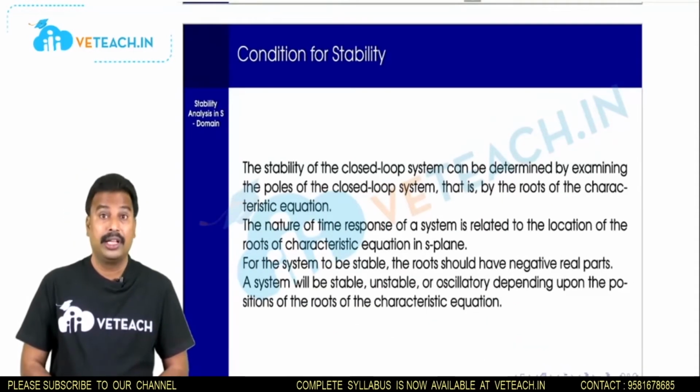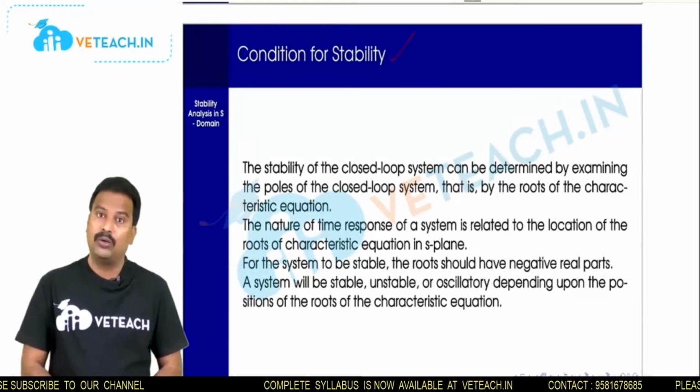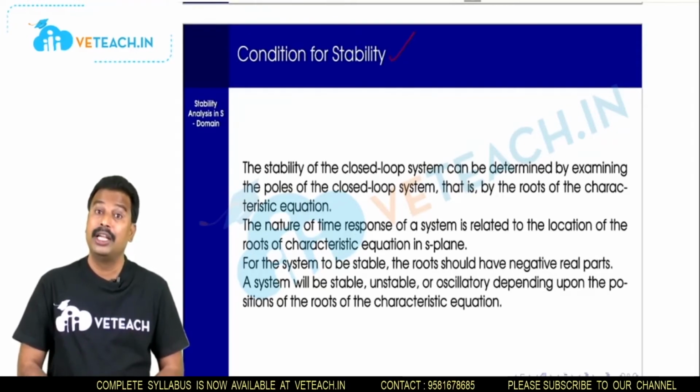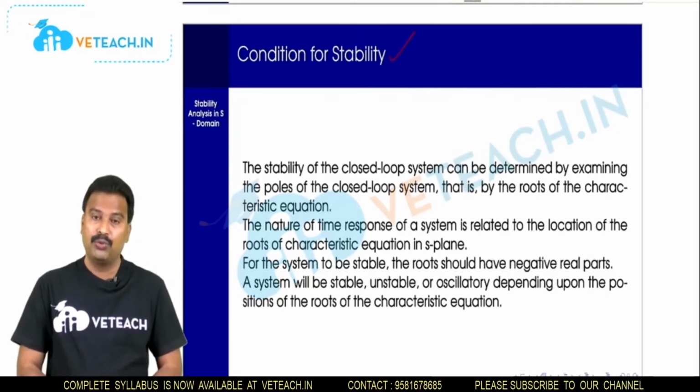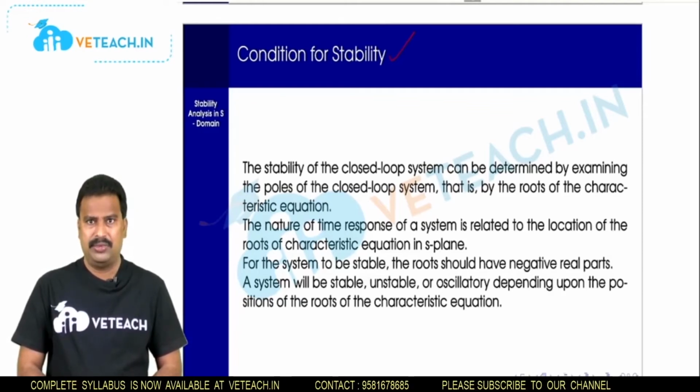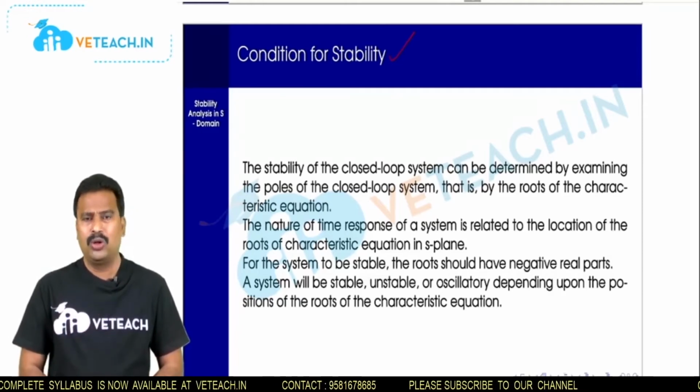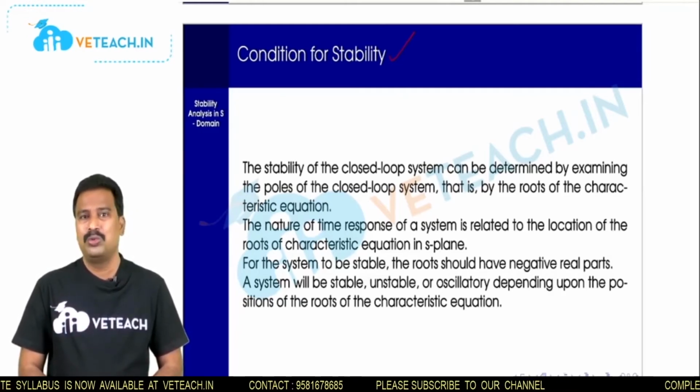So now we see the condition for stability. We can express the condition for stability by observing the location of the poles of the closed loop system. Here you might have a doubt. What is meant by a closed loop system?